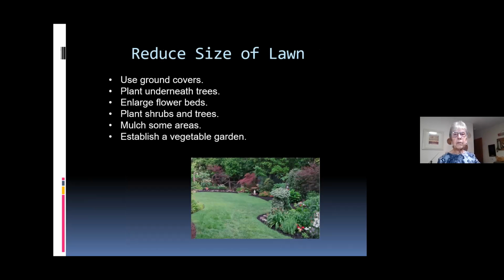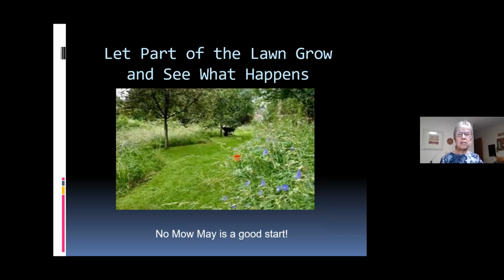So to reduce the size of your lawn, you can always use ground covers in certain areas. You can plant underneath trees. You can read the list, I don't need to. But if you're looking at the picture, how much prettier is that than just having lawn? That's gorgeous. And this could be an enhancement of No Mow May if you find that you can live with the higher grass, and you have a little spot in the back. Maybe you can just let it grow up for the season and see what happens. I think you'll be surprised that some wildflowers will come in there, and you'll have a little meadow all your own for you and the bees.